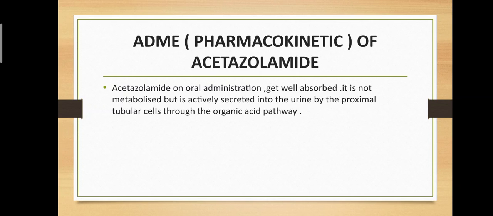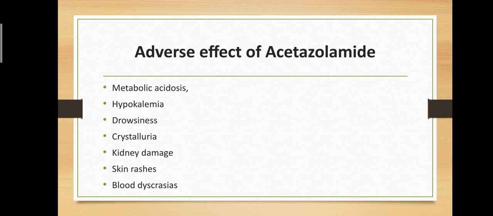ADME means pharmacokinetics of acetazolamide. Acetazolamide on oral administration gets well absorbed. It is not metabolized, but it is actively secreted into the urine by the proximal tubular cells through the organic acid pathway. Adverse effects of acetazolamide: metabolic acidosis, hypokalemia, drowsiness, crystalluria, kidney damage, skin rashes, and bloody diuresis. These are the adverse effects of the acetazolamide drug.